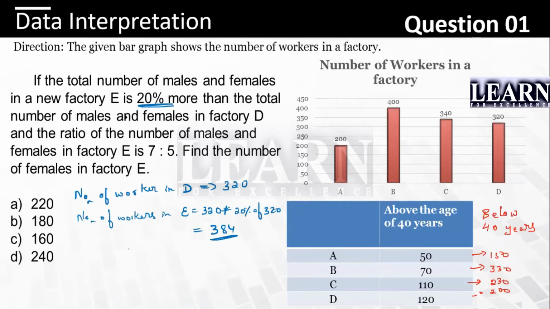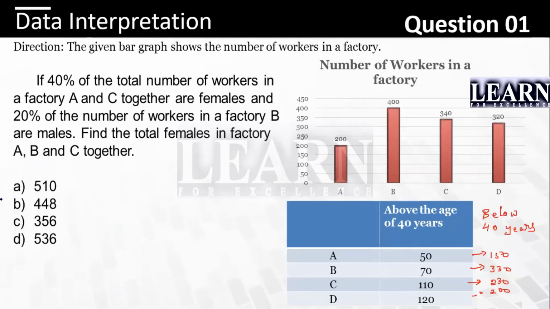Next, they have told the ratio of male and female is 7:5. Now you have to find out the number of females in the factory. Number of females equals the total 384 into the ratio of female. Ratio of female is 5 out of 12. So if we tackle this, 384 divided by 12 gives 32 times, and 5 into 32 gives 160. So the answer is C, 160.